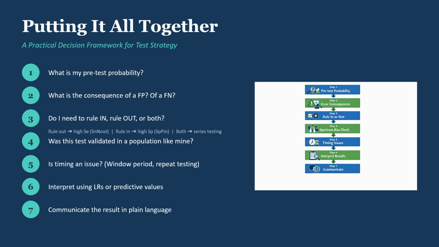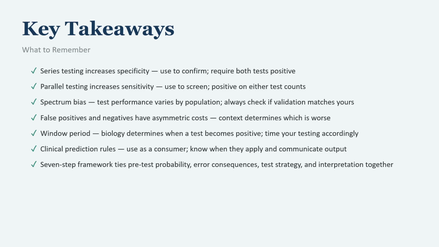This 7-step framework is not a rigid algorithm. It's a mental checklist that ensures you're not skipping the steps that matter. With practice, it becomes second nature. Here's the summary for this talk and for Unit 2 as a whole.